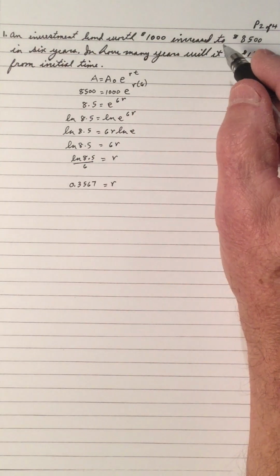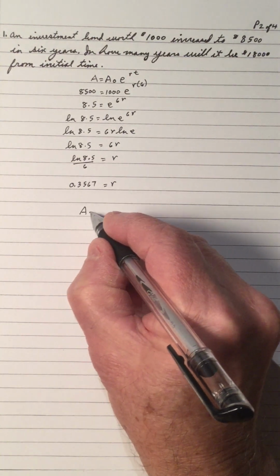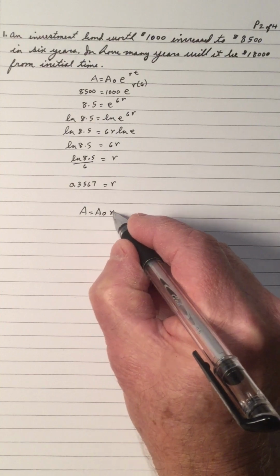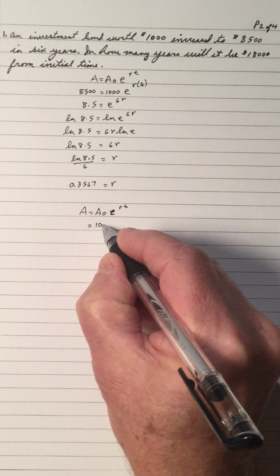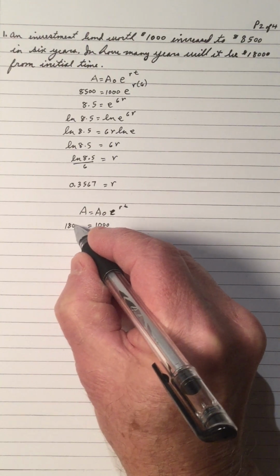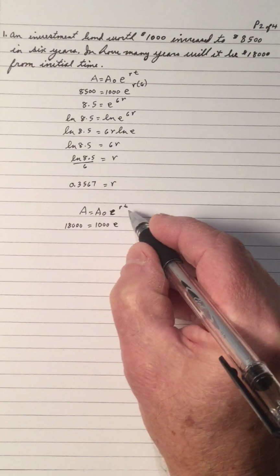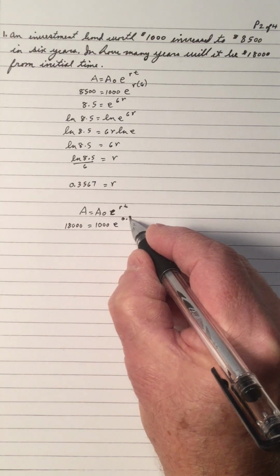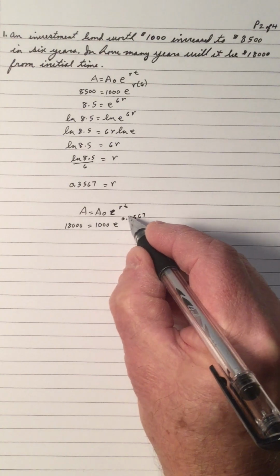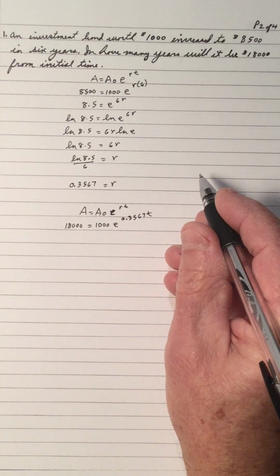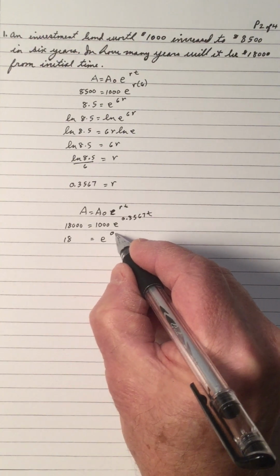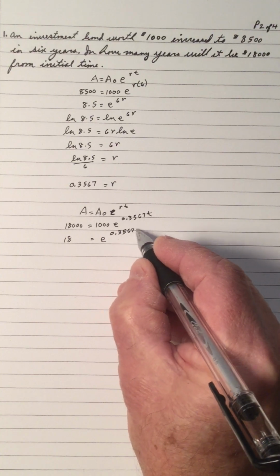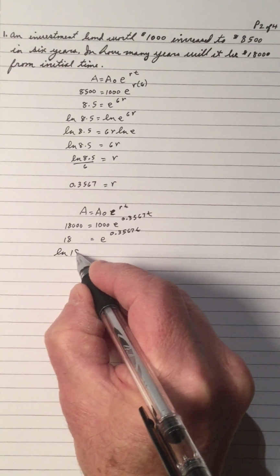Now we want to find how many years growing at this rate it takes to get to $18,000. So A equals A0 e to the RT, and it's $1,000 going to $18,000, and the rate is 0.3567, and times t. We're looking for the time. 1,000 into 18,000 is 18, equals e to the 0.3567t, and we'll do the ln of each side.